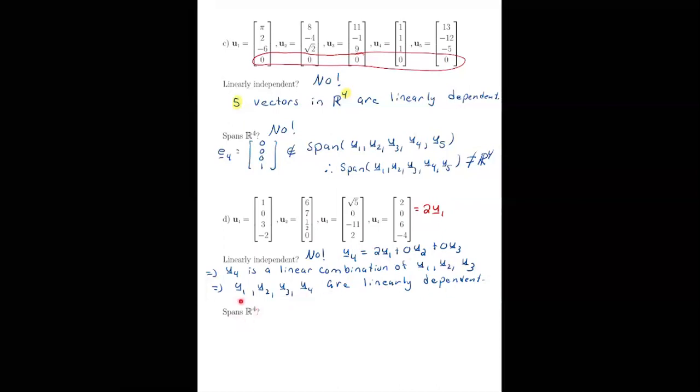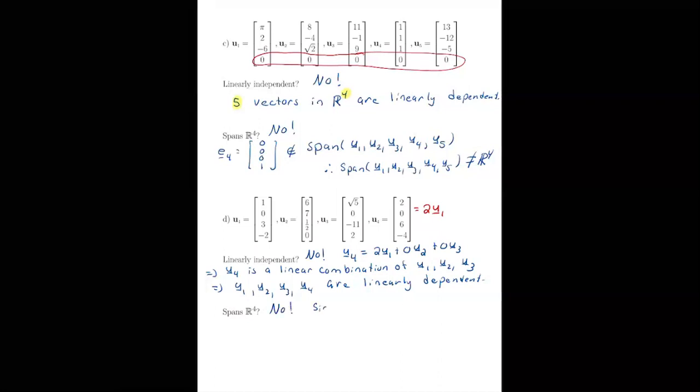And now the last question, do they span? We've got 4 vectors in R4, so we can't just automatically answer. If we had fewer than 4 vectors, then the answer would be no. If you've got 4 or more, you actually have to check. And the answer here, again, we're going to use the fact that one is a linear combination of the other. So the answer will be no.